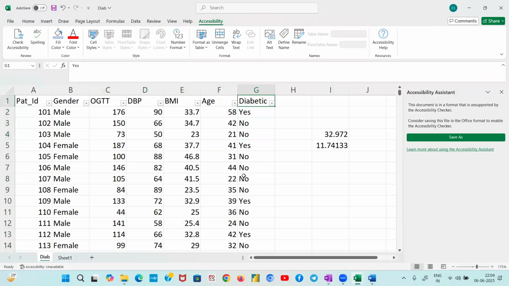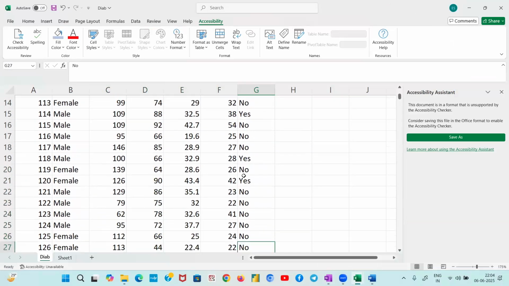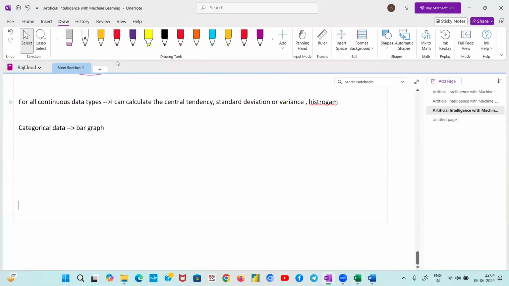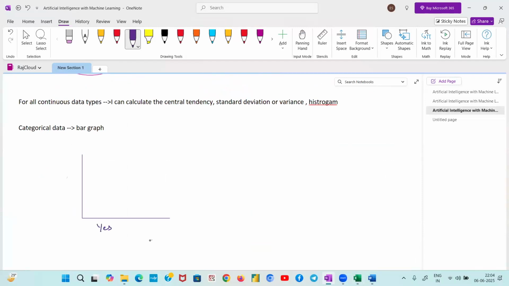I can't count how many yeses and how many no's there are, because if you keep counting, it will take half an hour. So then I can consider a bar graph. How does the bar graph look? Just like a histogram, but with categories here: yes here, no here.